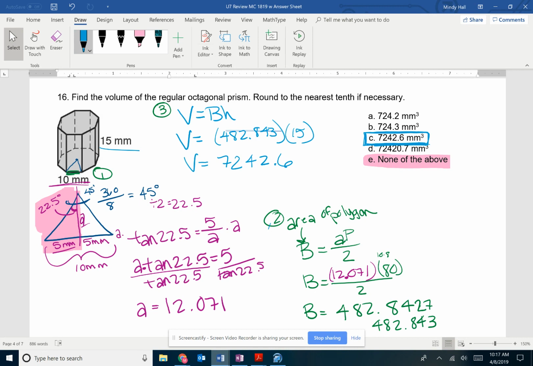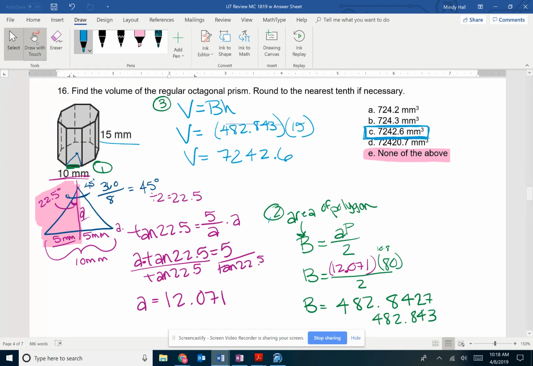So then, going through, now it's bugging me that I don't know why. So, wait, I think I might know what it is. If you round your apothem to 12.07, it makes your base area 482.8. And then when you plug that base area in times 15, you get 7,242 even. So again, I'll accept either. We just need to change that for next year.